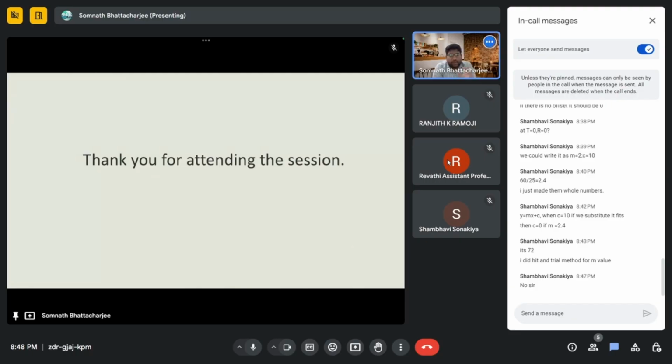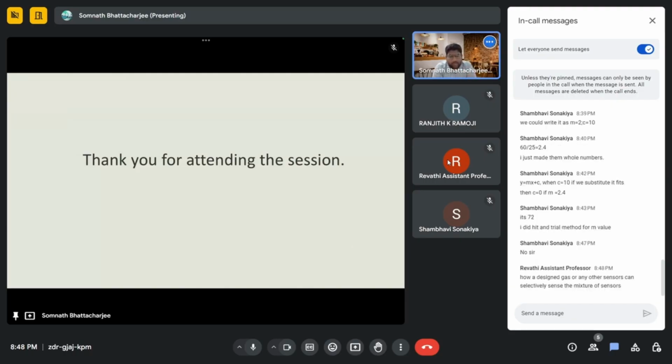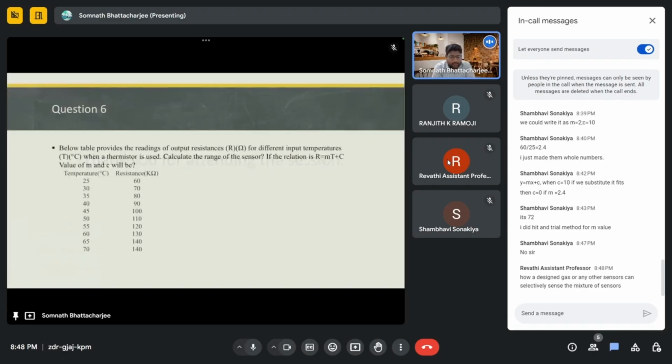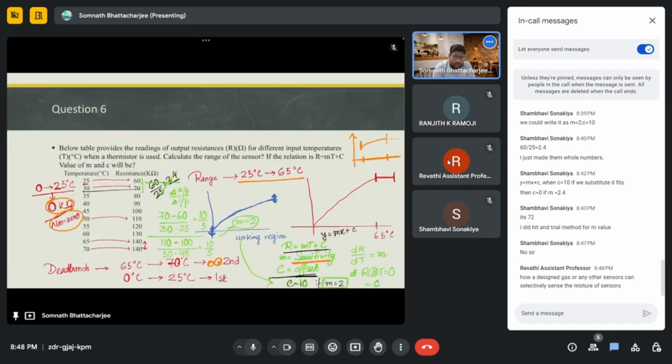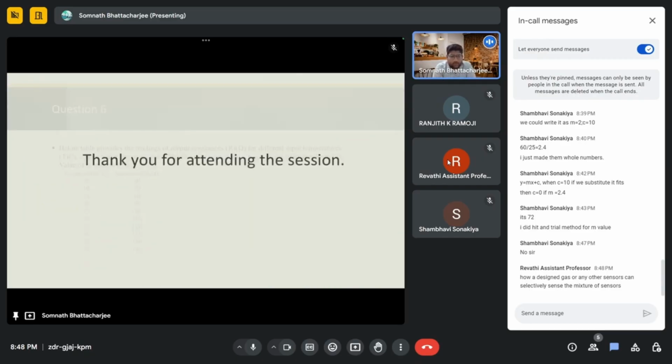In specific to our application, which parameters are the most important? If we have a desired IC, like an IC of gas sensors, which one is perfect for our use case, that is the most important thing to learn. How a designed gas or any other sensor can selectively sense the mixture of gases.